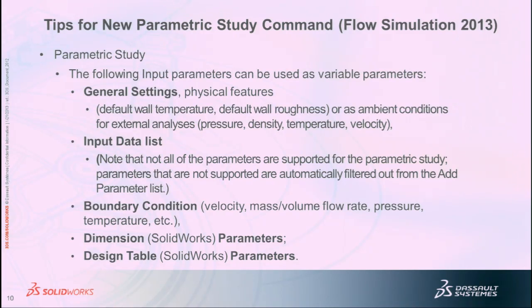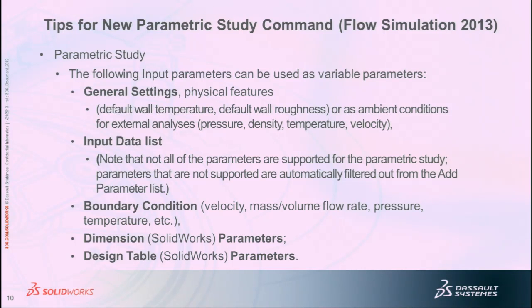Okay? So both the what if and the goal optimization are typically the features that are available for running the parametric study command in 2013. Those are the options that you have available in general settings: the roughness, the ambient conditions, the external wall, the input data list. They show you how to use the different boundary conditions within the input. The ones that aren't used will not be listed, but velocity, mass flow rate, pressure, and temperature are all available.